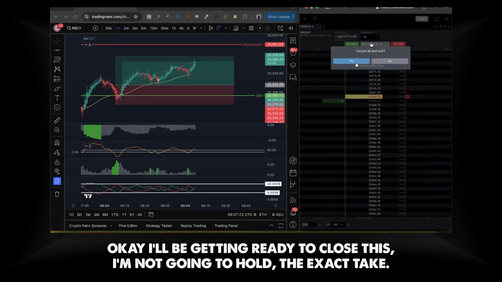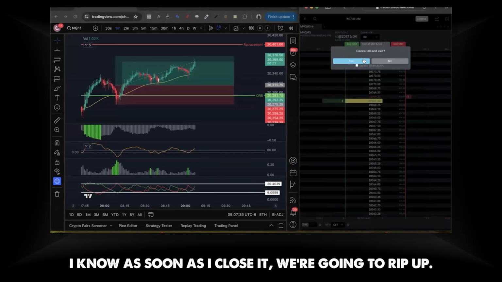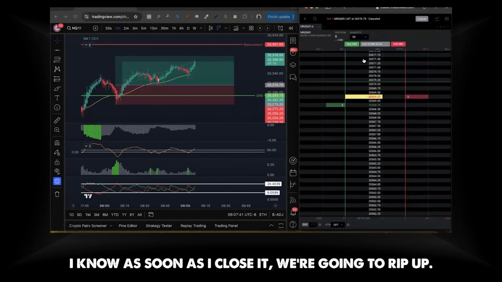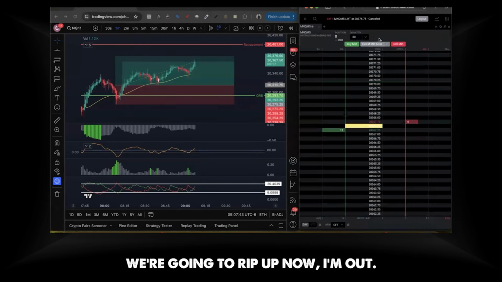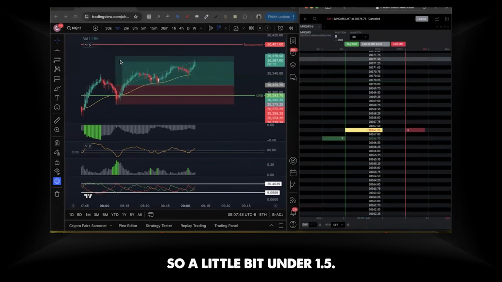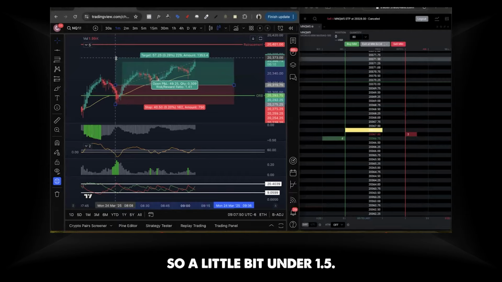Okay, I'll be getting ready to close this. I'm not gonna hold the exact tick. I know as soon as I close it, we're gonna rip up. All right, get ready, guys. We're gonna rip up now. I'm out. We're out. So a little bit under 1.5.